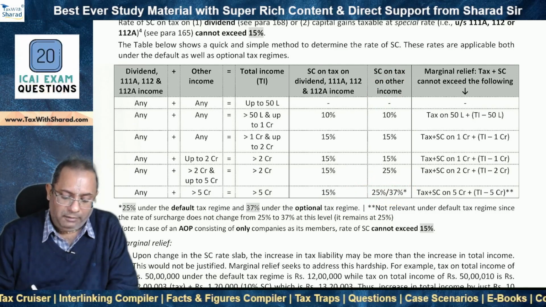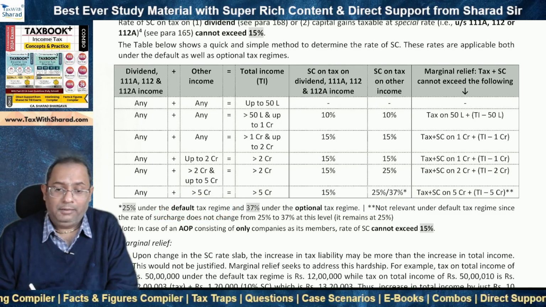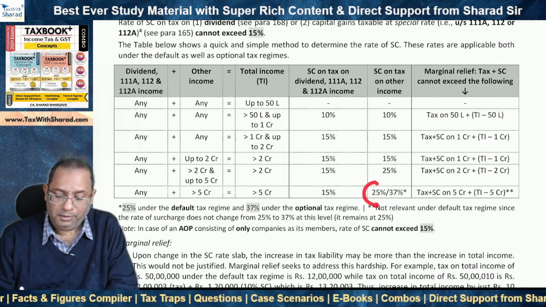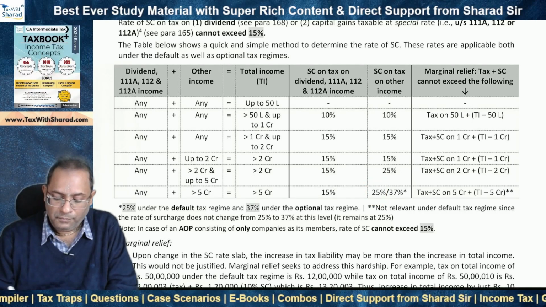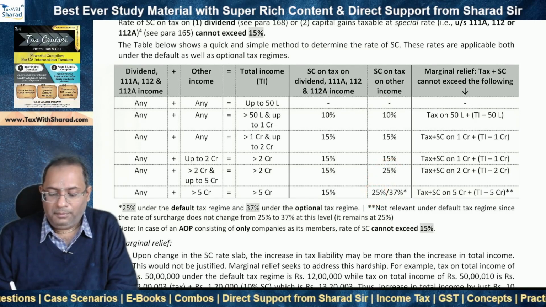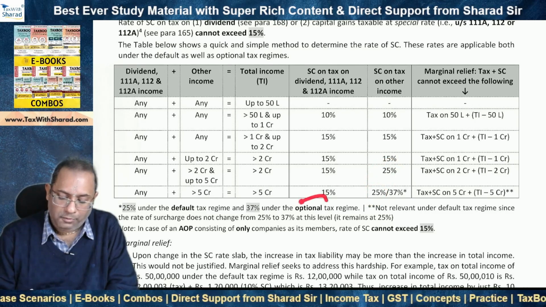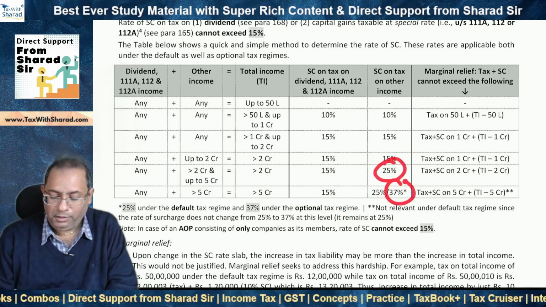So 25% when we are talking about default tax regime under section 115BAC, because 25% is the maximum rate of surcharge under the default tax regime. So the rate of surcharge remains at 25%. But if we are computing tax under the optional tax regime, the rate of surcharge increases further from 25% to 37%.